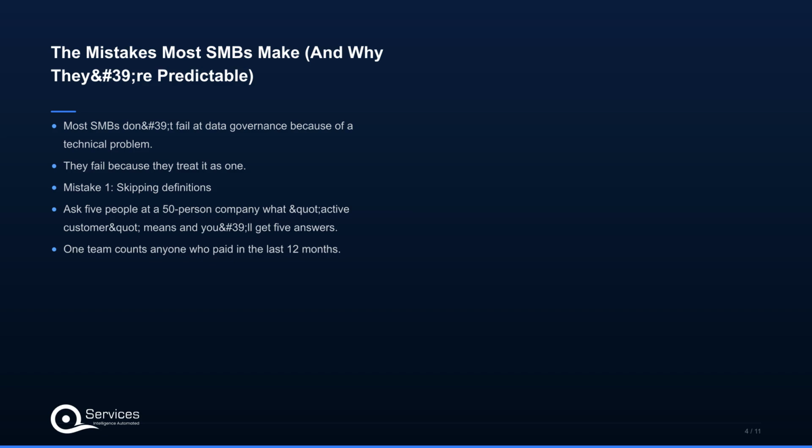Mistake 1: skipping definitions. Ask 5 people at a 50-person company what active customer means and you'll get 5 answers. One team counts anyone who paid in the last 12 months. Another counts anyone with an active subscription. Finance has a third definition tied to revenue recognition. When these definitions feed separate Power BI reports, executives get contradictory numbers from the same underlying data. The fix isn't a new tool. It's a shared glossary, documented in one place, with a named owner for each term.